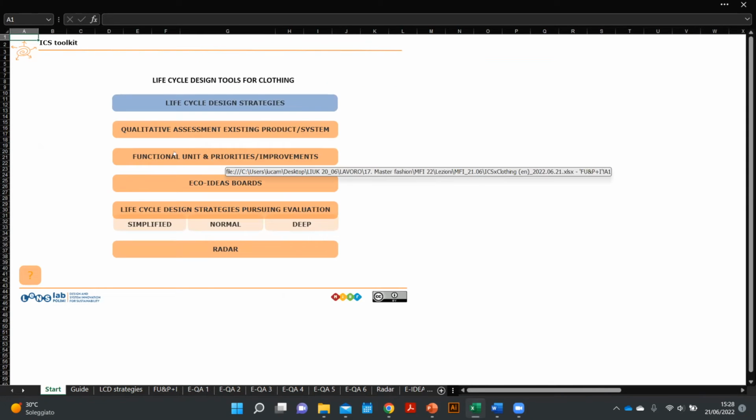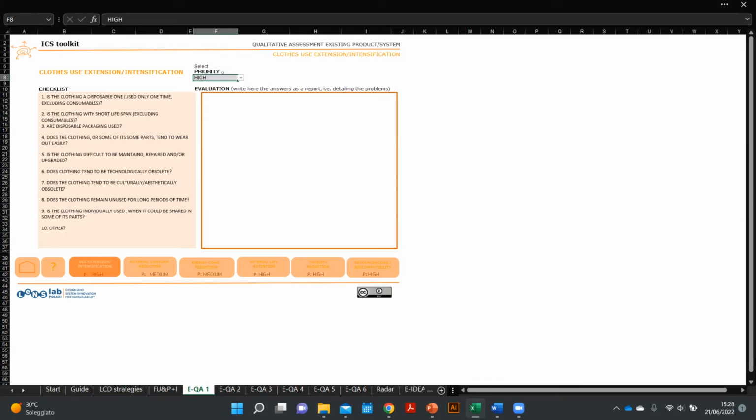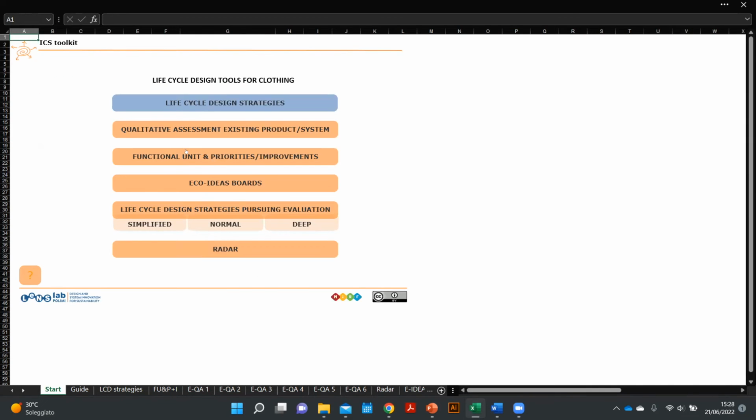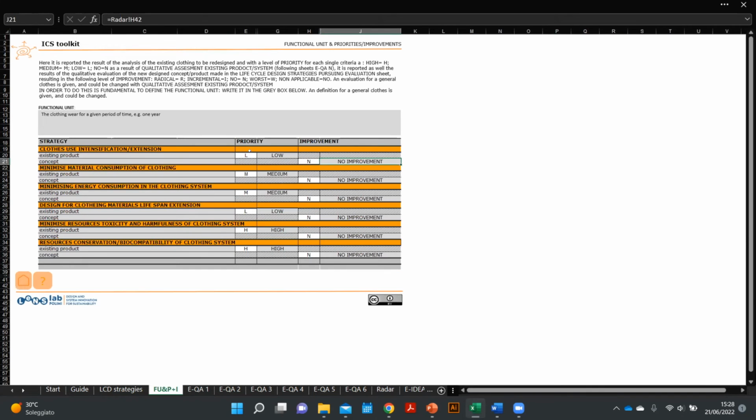So for example, if I go back here, in cloth use extension intensification, I change this to low, and I will find this same value here. You see that this is changed. So low. This is the second board I was referring to. On the left, you have directly an indication of the priority that you set up in that first phase. And what I was mentioning is that you can compare with the concept at the end. So you have on the right side the improvement.